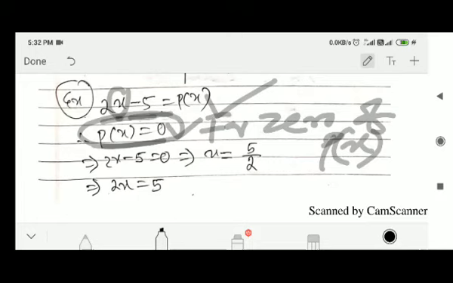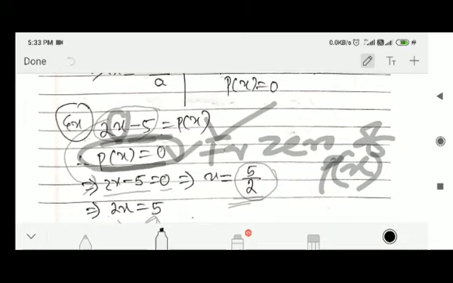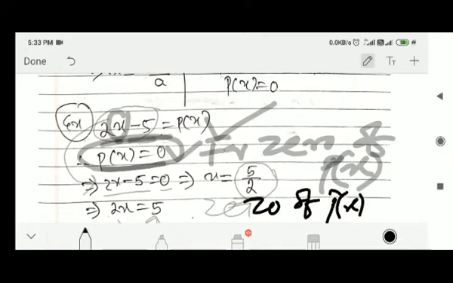So what is the value of p(x)? p(x) is 2x minus 5. So I am putting this value here in p(x). So 2x minus 5 equal to 0. Then x equal to how much? Minus 5 will go to that side and 2 will divide, so you will get x equal to 5 by 2. So here 2x equal to 5, then this 2 is divided, so x equal to 5 by 2. So what is the zero for this p(x)? This x equal to 5 by 2 is nothing but the zero of p(x). Okay, this is the zero of p(x).